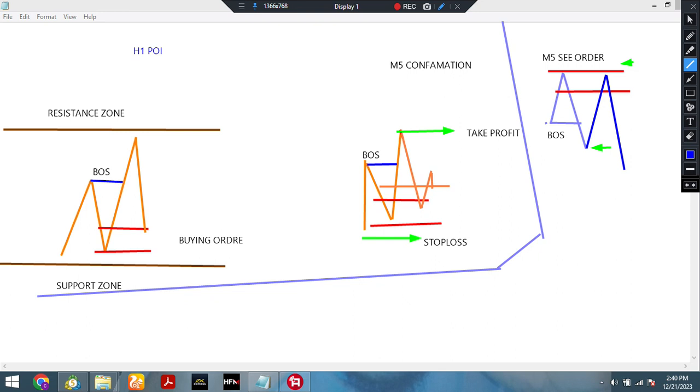So this one is sell, it should not be C order. It should be sell order. Let me clean it. It should be sell, not C. Sell.